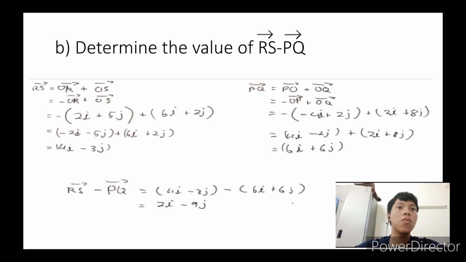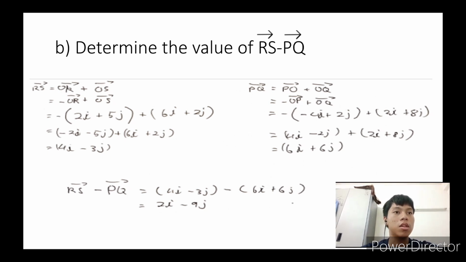B. Determine the value of RS minus PQ. First, we look for RS and PQ. Enter the vector formula, which is negative OR plus OS, and enter the coordinates of R and S. For example, 2i plus 5j plus 6i plus 2j. Result, we get 14i minus 3j. For PQ, it is also the same. Enter the coordinates like 14i plus 2j plus 2i plus 8j. Result, we get 6i plus 6j.